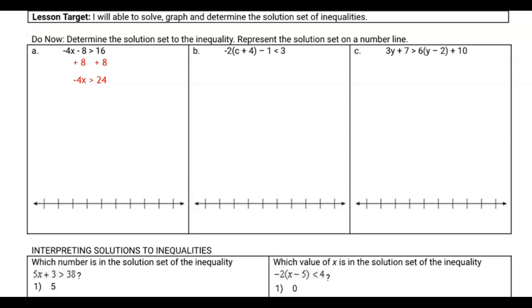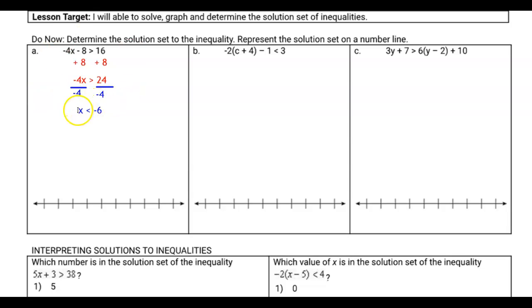You flip the inequality sign. 24 divided by -4 is -6. These -4s eliminate. They divide to 1, so 1x is just x. So x is less than -6. Keep in mind we did flip that inequality sign because we multiplied or divided by a negative number.